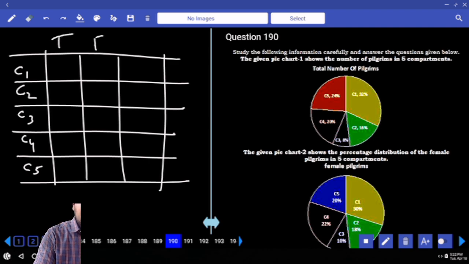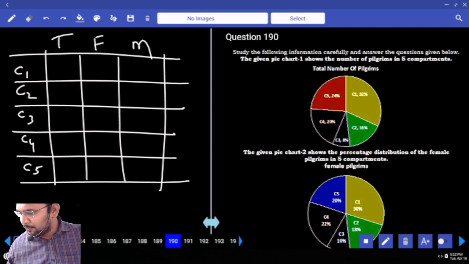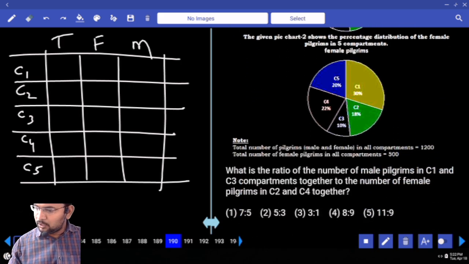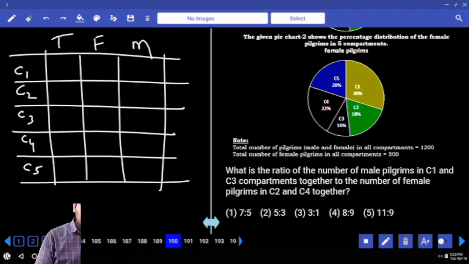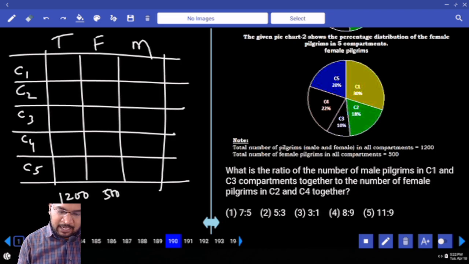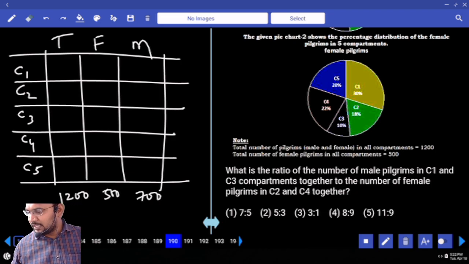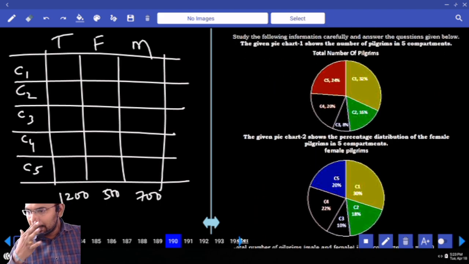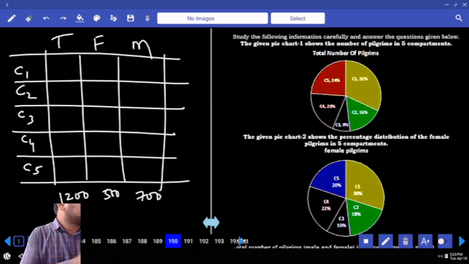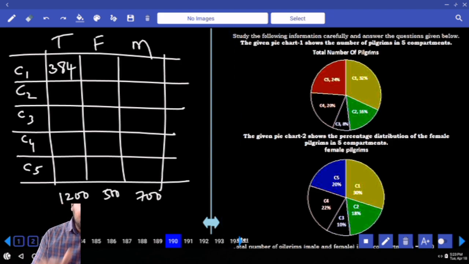Total, female, male. And they given, if you observe carefully here, total number of male plus female together is what? And total female are, then total male are 700. Now see the data. So first one, tell me. So total it is what? 32%, na? 32% on 1200, 10% 120, 30% 360, 2% 24, 384. Females, tell me. Females 30%, na? 30% on 500.